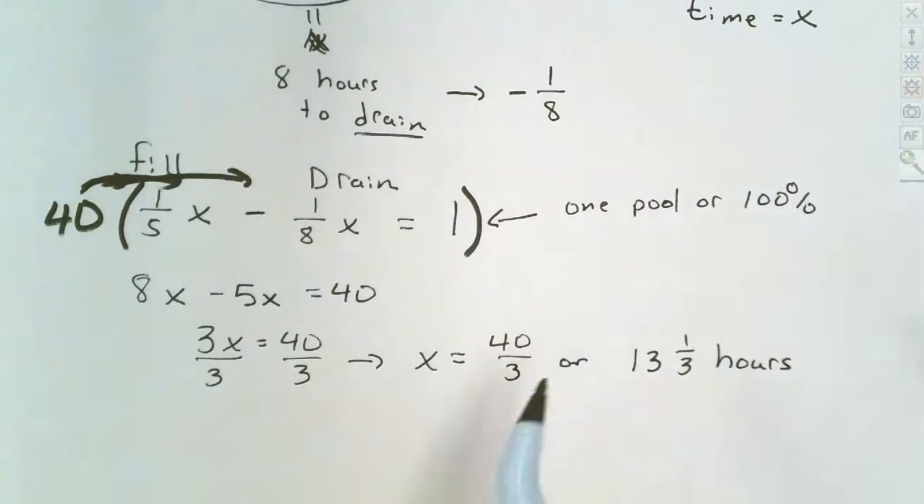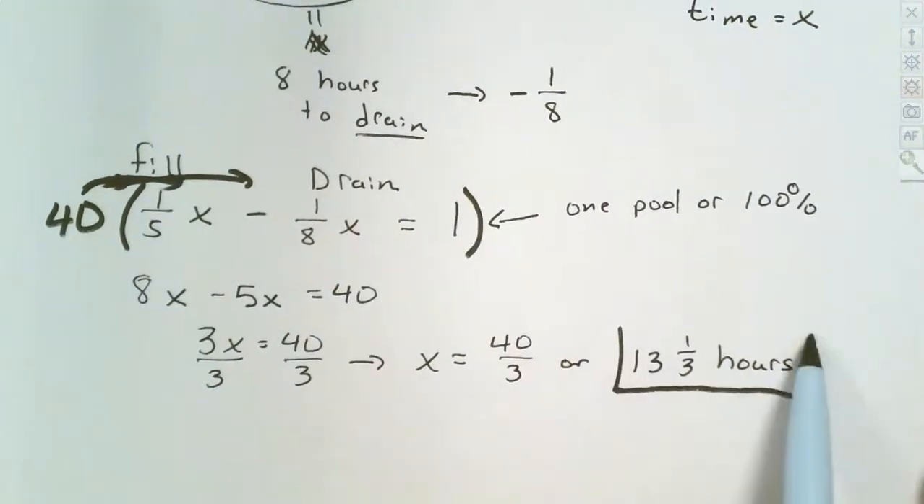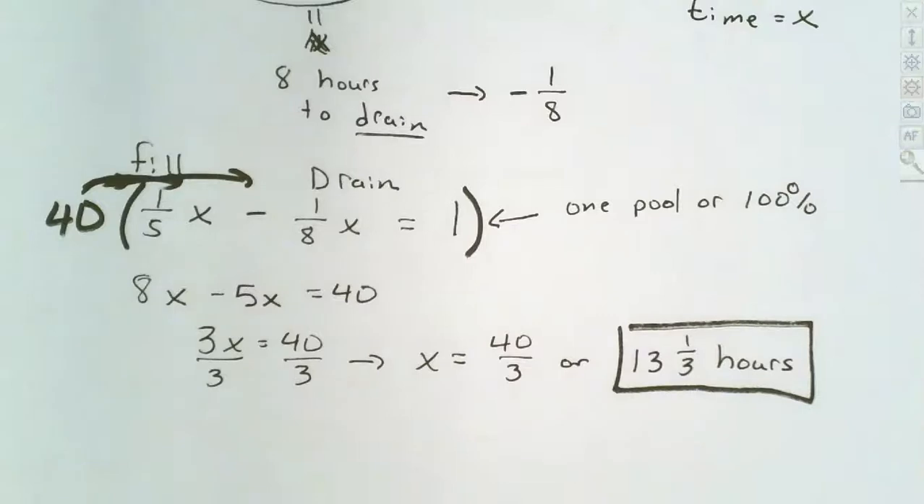And that makes sense. Why does that make sense? Well, we know it takes 5 hours to fill this pool, right? But if you're also draining it out, what's that going to do to my time? That's going to make my time substantially more. So we know if it was just filling it, it only takes 5 hours. But if you're draining it at the same time, it's going to take longer. We got that to come out to be 13 1/3 hours, or 13 hours and 20 minutes. And that's longer than the 5 hours, so it makes sense for this question.